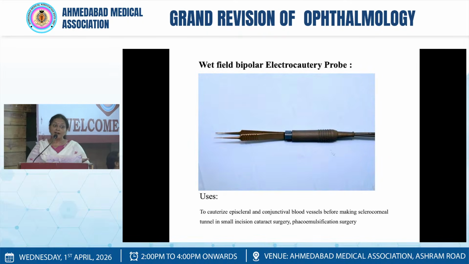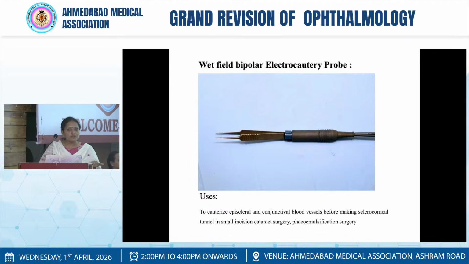So now the third instrument, that is the wet-field bipolar electrocautery probe. In the ancient time when I was a resident, we were using hot point. We had to ask the sister to light the spirit lamp, then the hot ball point cautery was there, and we had to cauterize the vessels. During phacoemulsification, if you are doing the corneal incision, there is no need to cauterize anything, as madam has already told that the cornea is an avascular structure.